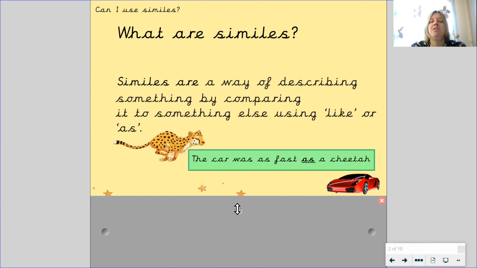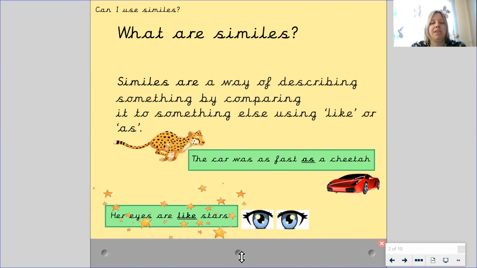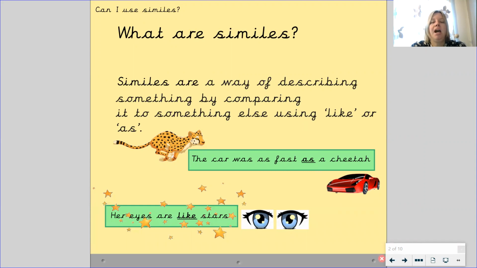The car was as fast as a cheetah. So in this sentence, we are comparing the car with the cheetah using the word as. Let's have a look at another example. Her eyes are like stars. So in this example, we're comparing eyes with stars using the word like.